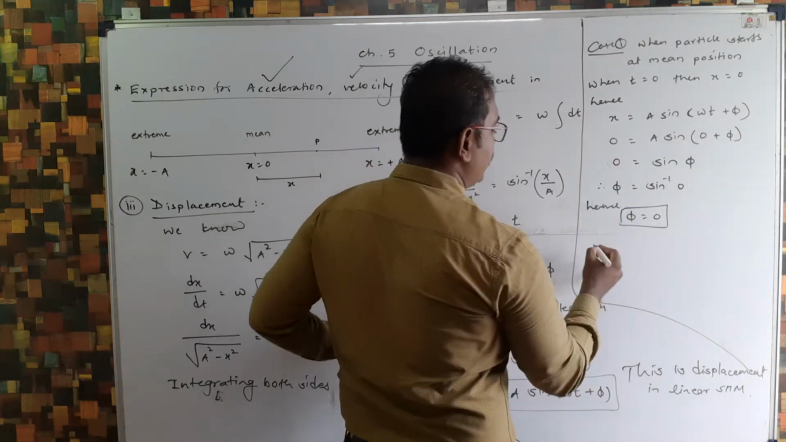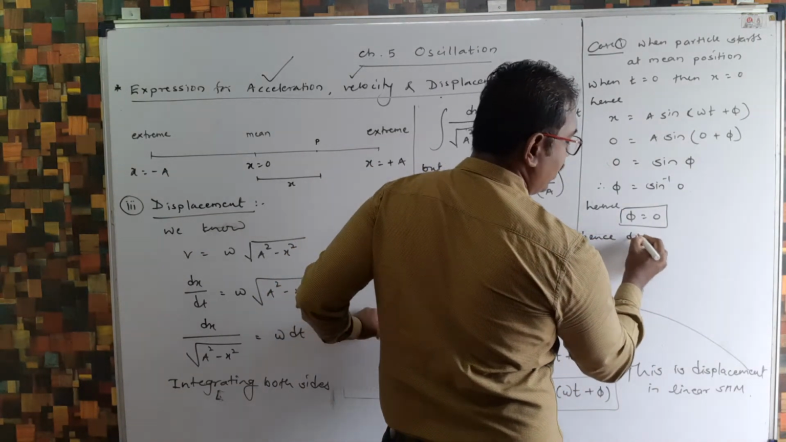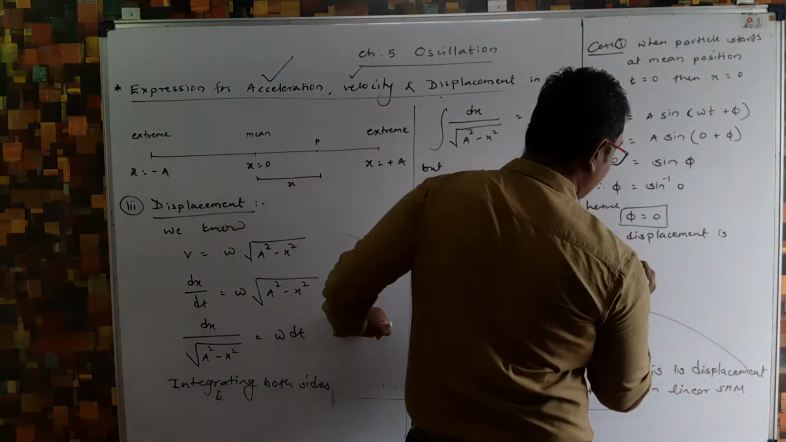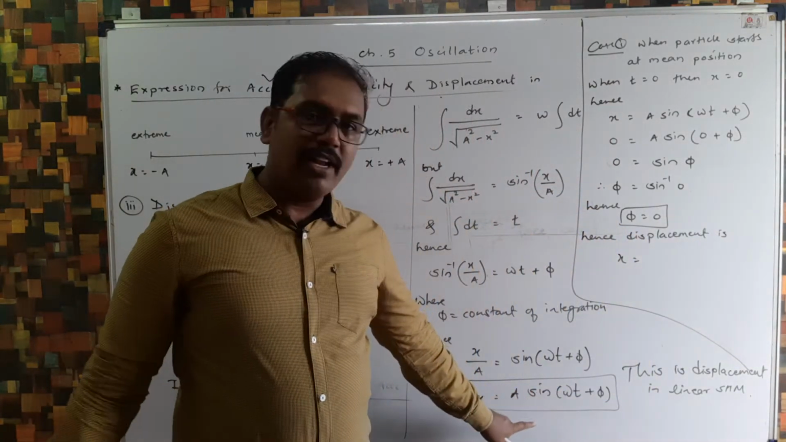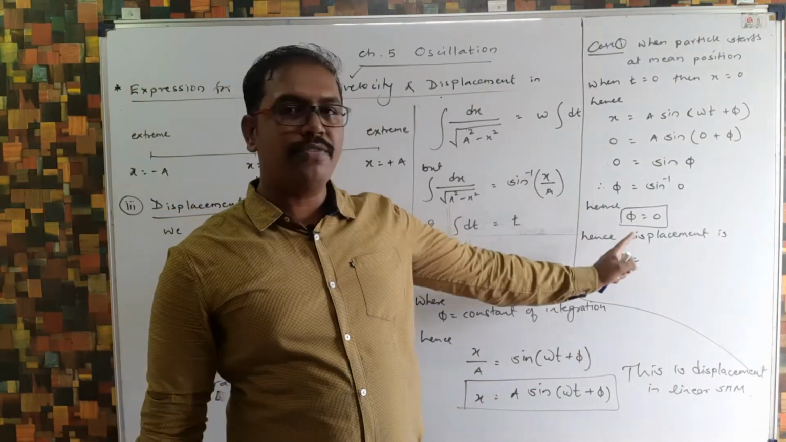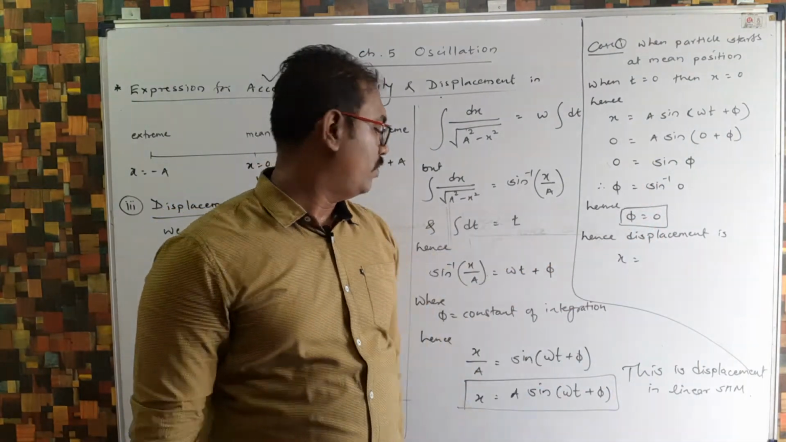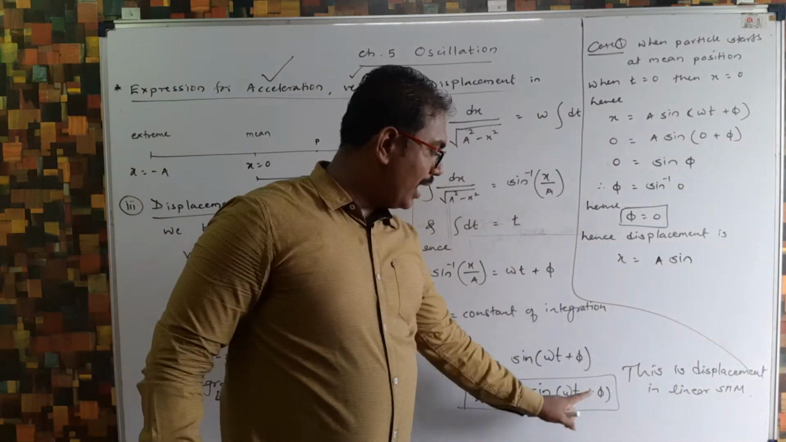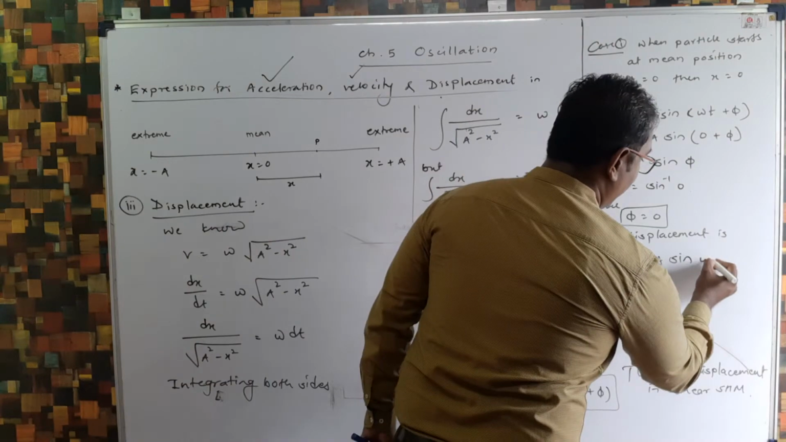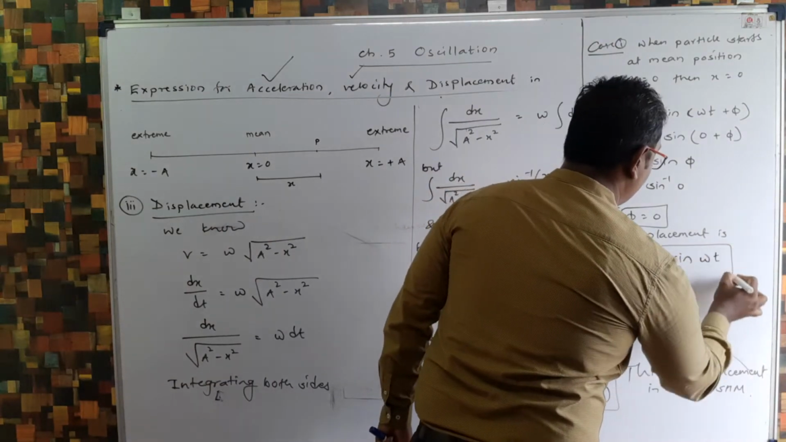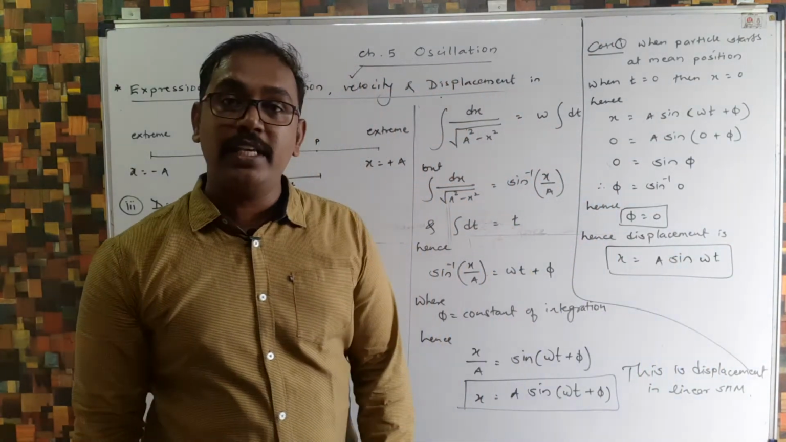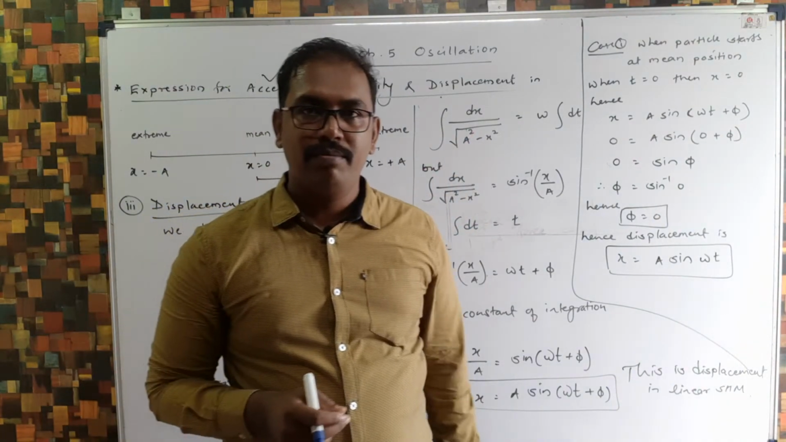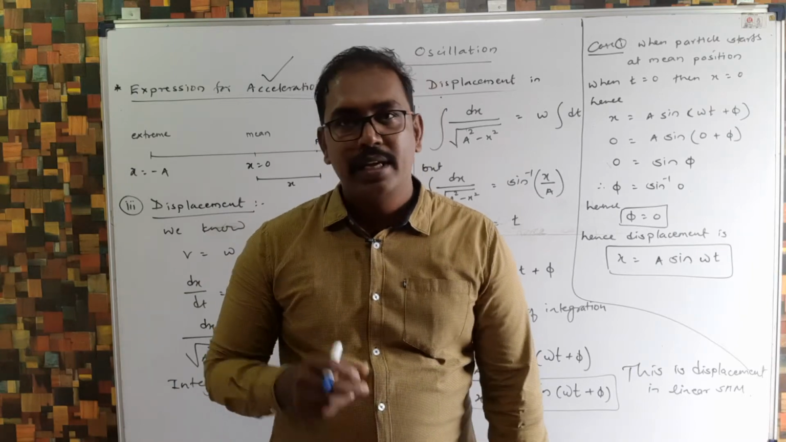Then I substitute phi 0. Hence displacement is x is equal to, in this formula of displacement I have to substitute phi is equal to 0. Then we get x is equal to a sine omega t plus 0 is omega t. And this is expression for displacement when particles start at mean position. I hope you understood this.